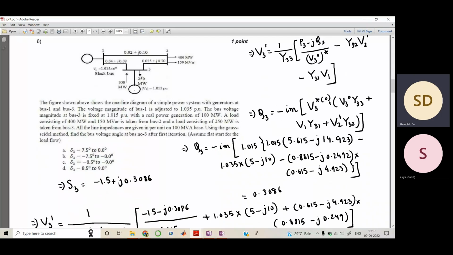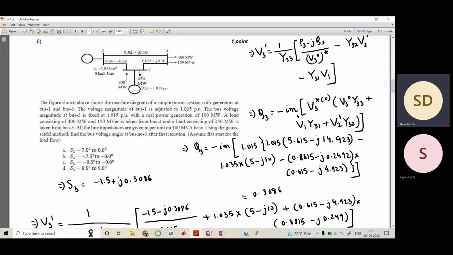The formula to calculate your Q3 is this. This Im is your imaginary part, because this is a complex number, and you know that in apparent power, it is always active power plus j into your reactive power. So that is why that j term is there. It is an imaginary term.